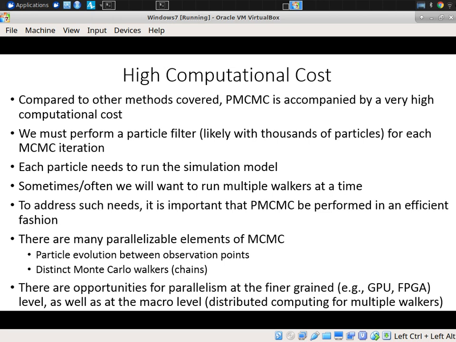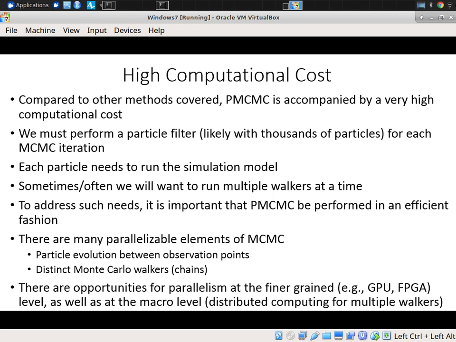But it still takes a while to run an MCMC chain. The good news here is there's many parallelizable elements. You can run distinct chains, distinct walkers on different machines. And between observation points is a tremendous amount of parallelism.